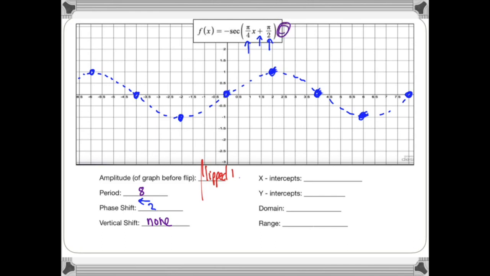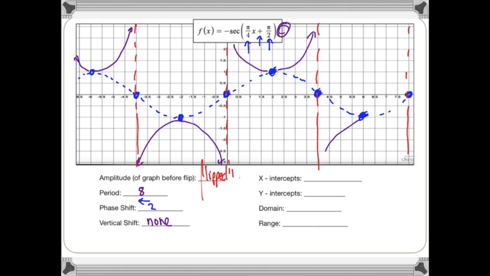So, before we answer the other questions, let's flip everything around here and turn those x-intercepts into asymptotes, like this, and let's make sure that we flip that graph upside down, doing the best we can here, and there we go. Okay, so I'm going to erase the blue part of the graph, and there it is.